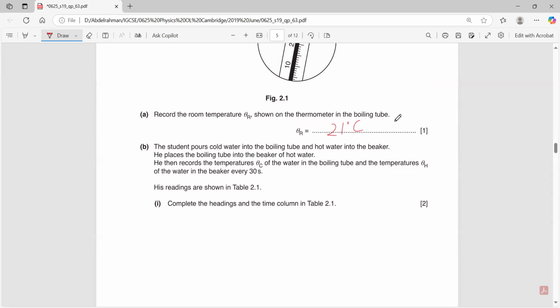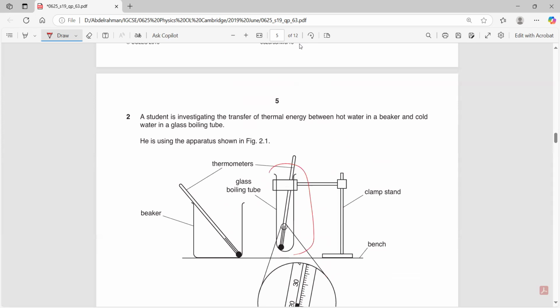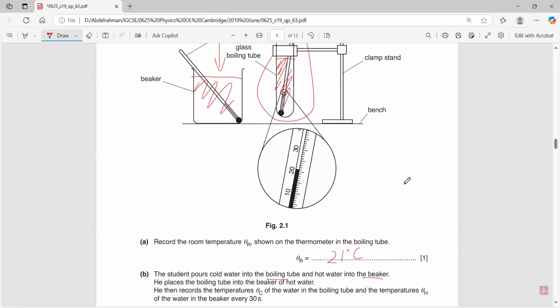He pours cold water into the boiling tube. He pours some water into this test tube and hot water into the beaker. He places the boiling tube into the beaker of hot water. He takes this tube and places it into the hot water, the whole tube as it is, with the cold water inside it and with the thermometer inside the tube. You have cold water inside this tube, and then you have hot water here. You place the whole tube inside this larger beaker.